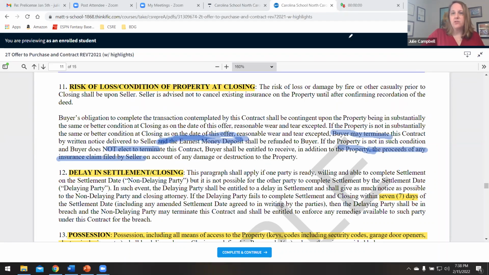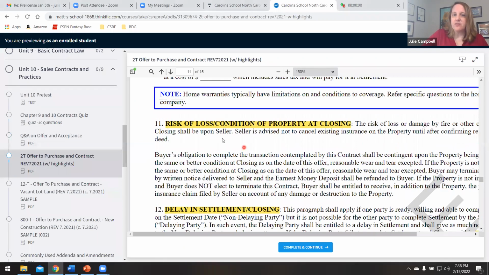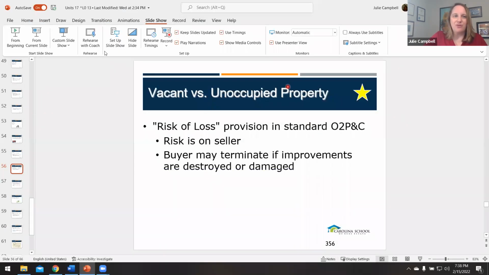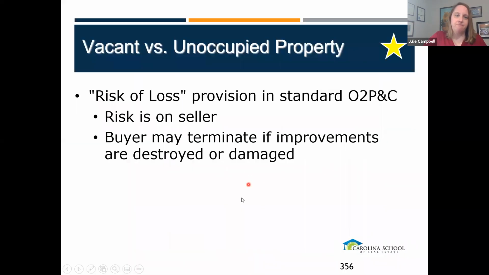Okay, so again, that's our offer to purchase and contract in unit 10, and this is the 11th clause. What you have in your book is a little different, and I can't tell you offhand what's different. You're welcome to sit down and compare and contrast if you like. But I always direct you guys to the current forms, the current information. You'll always be tested on the current information.